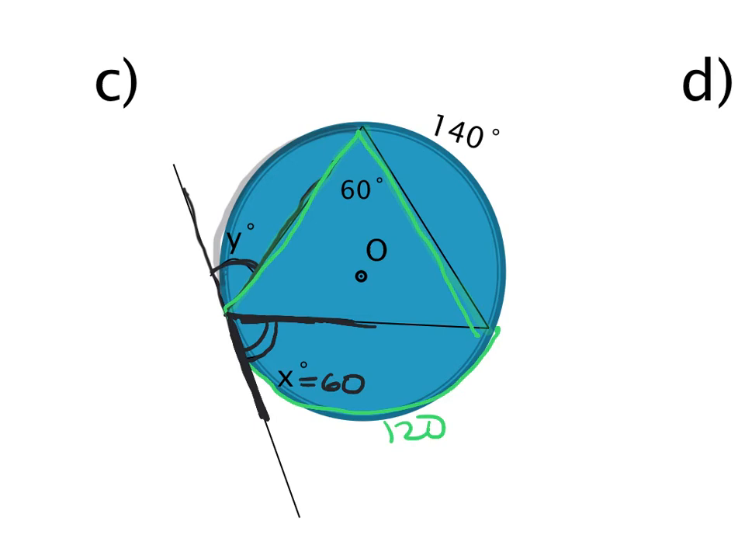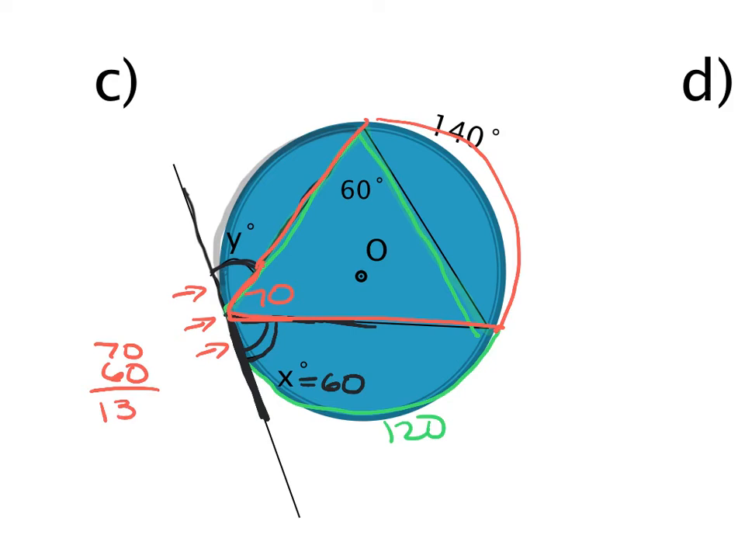I could either realize that this part right here, this is its intercepted arc, which is 140. So this tells me that this is 70. So then these three pieces right here are sitting on a straight line. So I could add 70 and 60, subtract from 180, and I could find y to be 50.